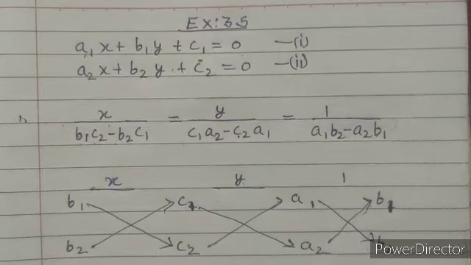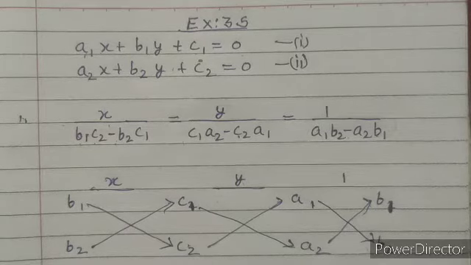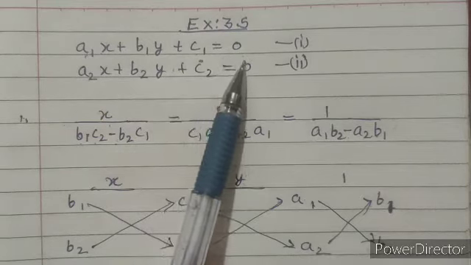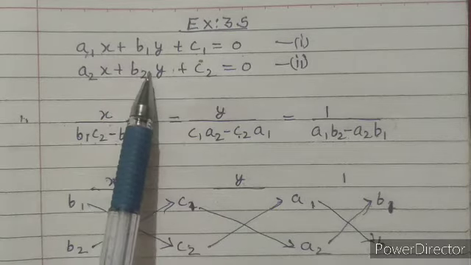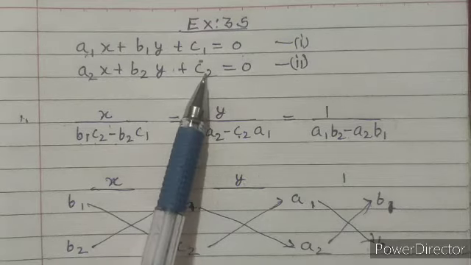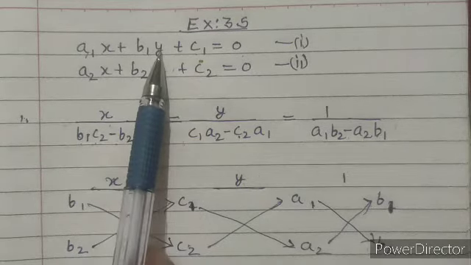So far, you have learned to solve the pair of linear equations in two variables by graphical, elimination and substitution methods. Now today we will solve the pair of linear equations in two variables by the cross multiplication method. Now suppose a1x plus b1y plus c1 equal to 0 and a2x plus b2y plus c2 equal to 0 are a pair of linear equations in two variables x and y.